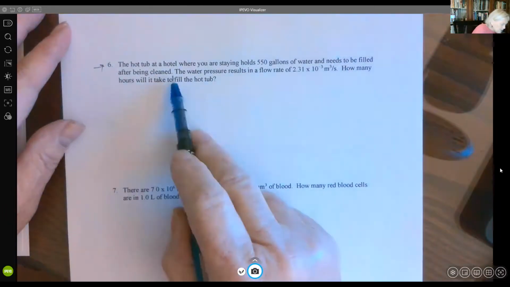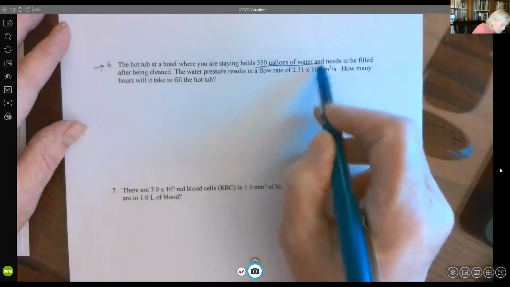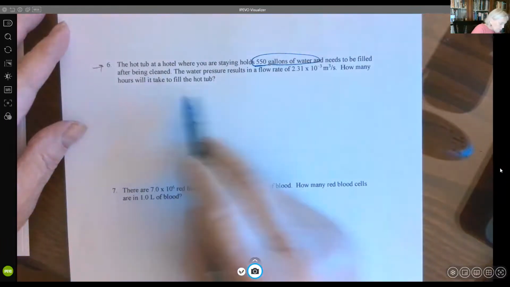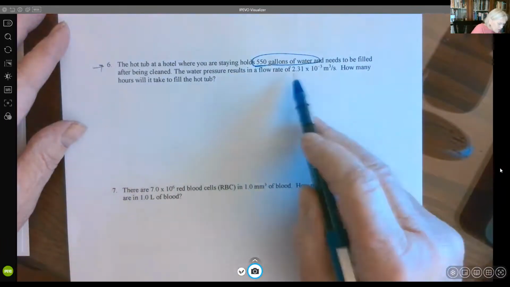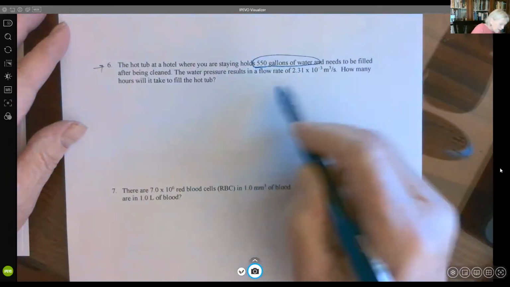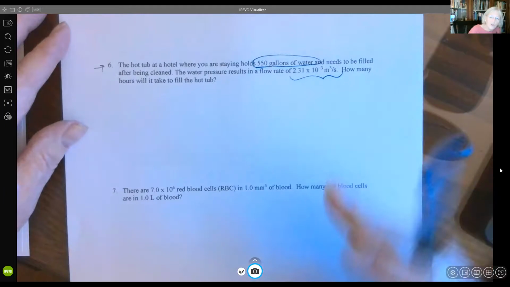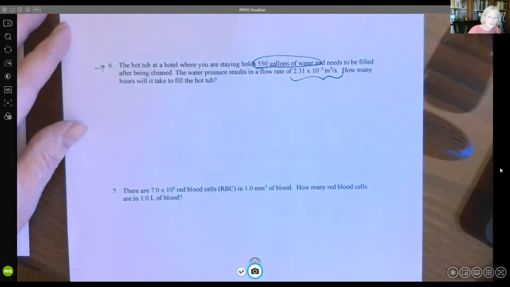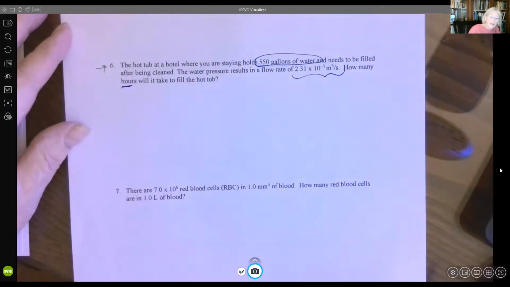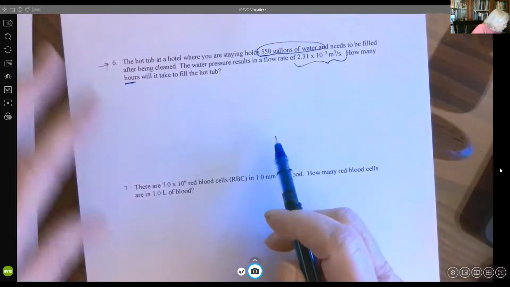A hot tub at a hotel where you are staying holds 550 gallons of water. Do you see how that's a simple number? And it needs to be filled after cleaning. The water pressure results in a flow rate of 2.31 times 10 to the negative third meter cubed per second. Now that's a complex number. It's a number of meters cubed per second. It's a flow rate of water going down a hose. How many hours, you want to get to hours, will it take to fill the hot tub? So start with the simple number.